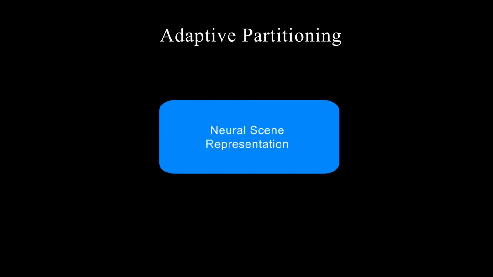A typical neural scene representation is difficult to analyze due to its black box nature. We propose to adaptively partition the representation into lighting, geometry, and material components. Our method optimizes the partitioning during training to best distribute the bits of the representation between the 3 components.